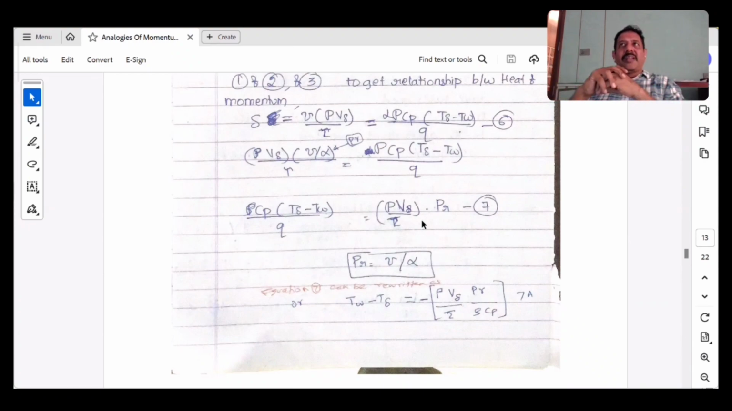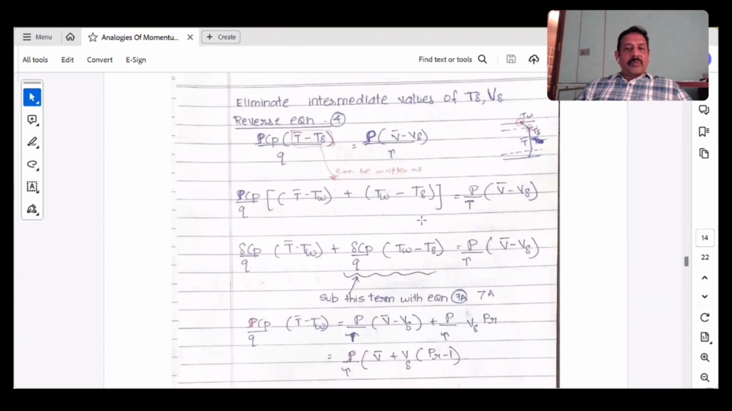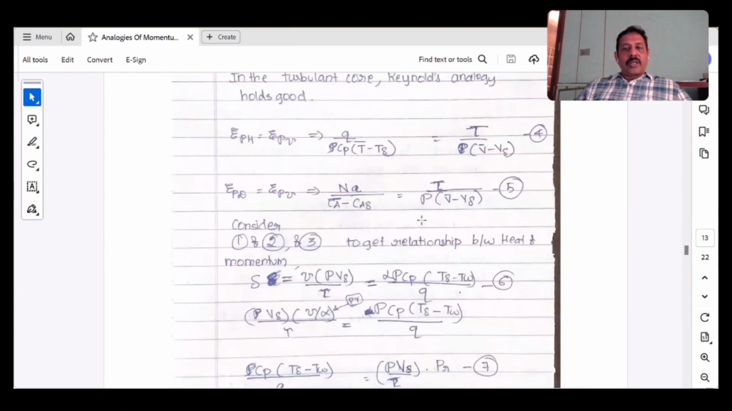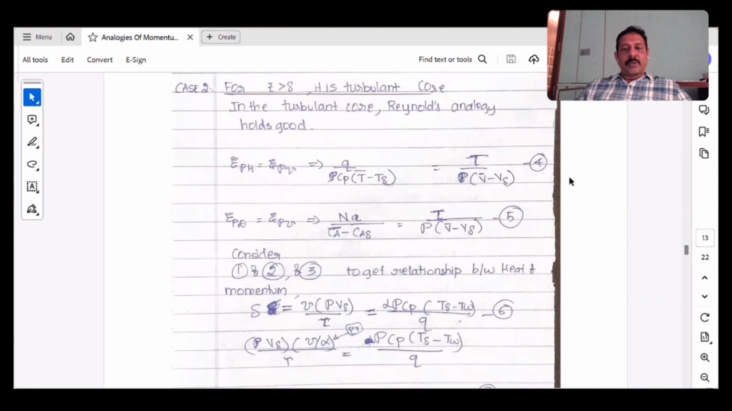In equation 7, I cannot measure the boundary values. The boundary layer is an imaginary layer. In the turbulent core I can measure easily, and at the wall I can measure, but the boundary layer is like an imaginary layer that we draw with a dotted line. We cannot say exactly where the boundary layer is. So now we have to eliminate the boundary layer values, T delta and V delta. To eliminate the intermediate values of T delta and V delta, take equation 4 and invert it, that is, take the reciprocal.